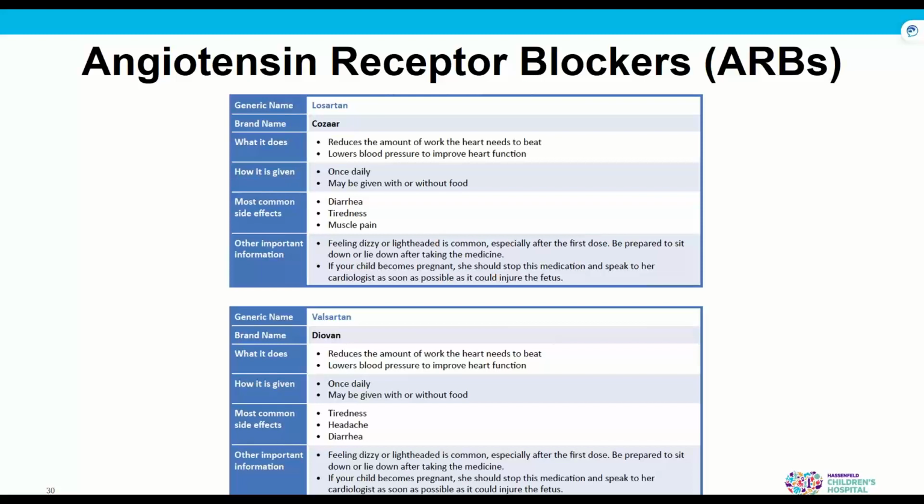Again, similar side effects as ACE inhibitors. These are given once daily like lisinopril. And again, are good alternatives if you can't tolerate ACE inhibitors.